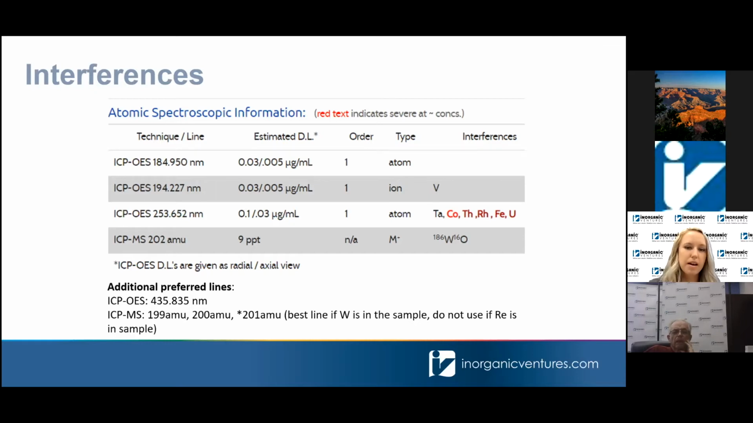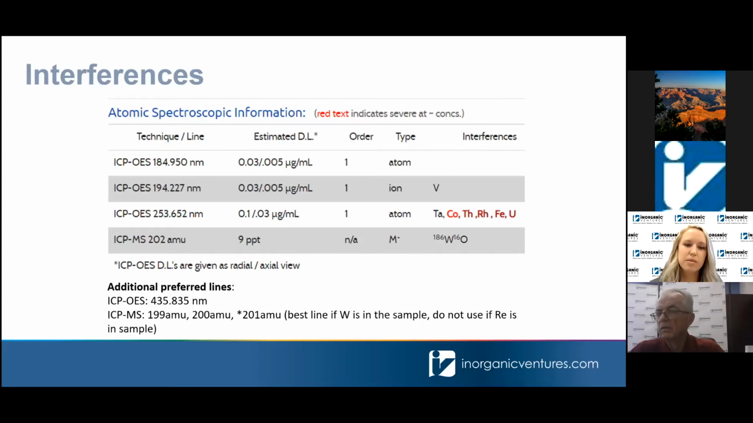And for mass spec, we recommend the 202 line. However, there is a tungsten interference here. So if you do have tungsten in your analysis, we recommend using the 201 line. But the 201 line has a rhenium interference.